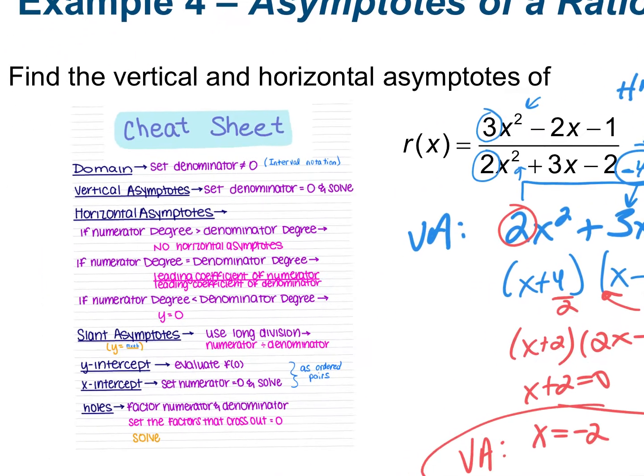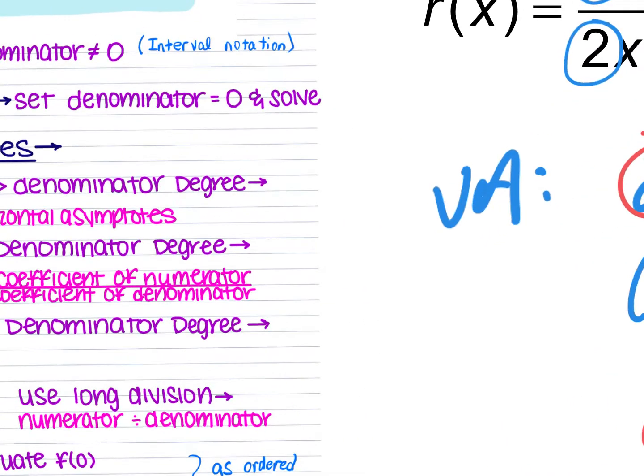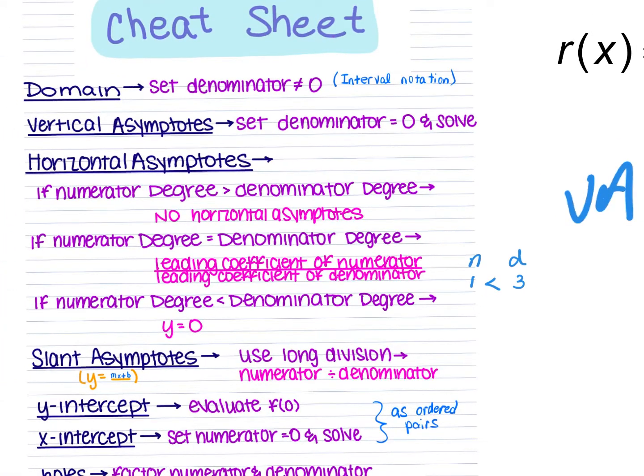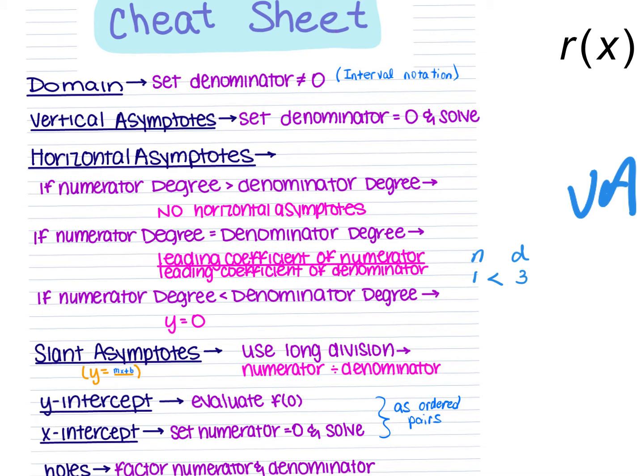Let's just say I had a problem, and I'm comparing the numerator to the denominator. The degree of the numerator, the highest exponent of the numerator is 1, and the degree of the denominator is 3. What sign goes in the middle there? 1 is what then 3? Less than. So what happens when the numerator degree is less than the denominator degree? What's your horizontal asymptote? Numerator is less than denominator. Y equals 0. It's right there.